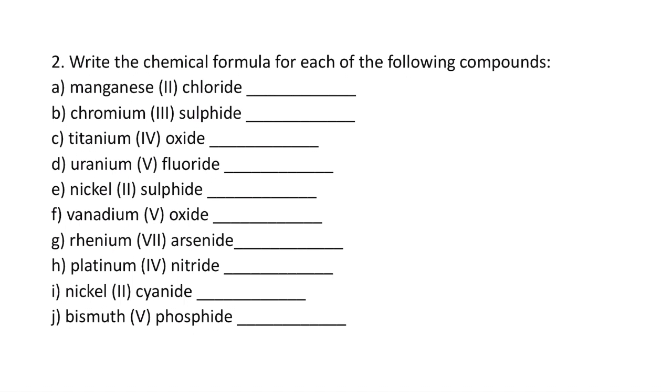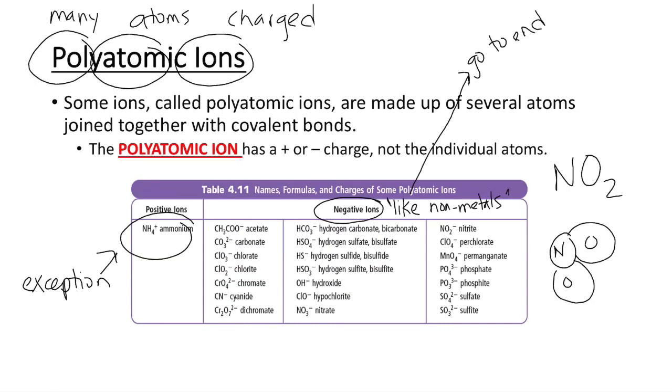More practice again. So next we'll be looking at polyatomic ions. Splitting the word up, and this again should be a review from last year: poly means many, atom means atoms, and ion means it's charged. So some ions, called polyatomic ions, are made up of several atoms joined together with covalent bonds. These are listed on the table at the bottom of the slide here.